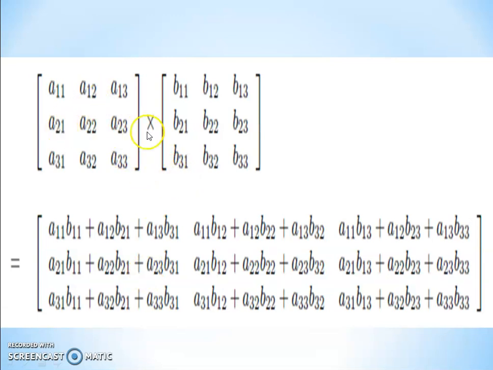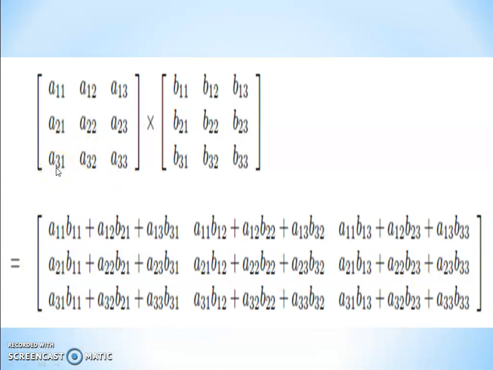Now second row, second column, A21 into B12 plus A22 into B22 plus A23 into B32. Now second row, last column, A21 into B13 plus A22 into B23 plus A23 into B33. So we cover the second row of matrix A into B.